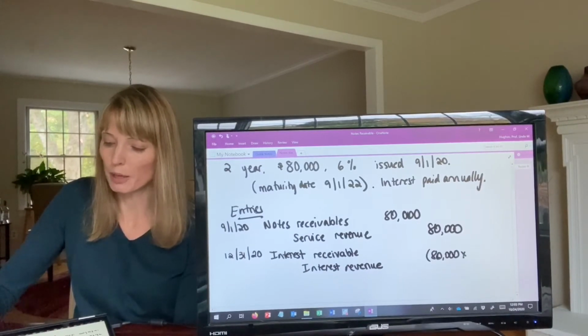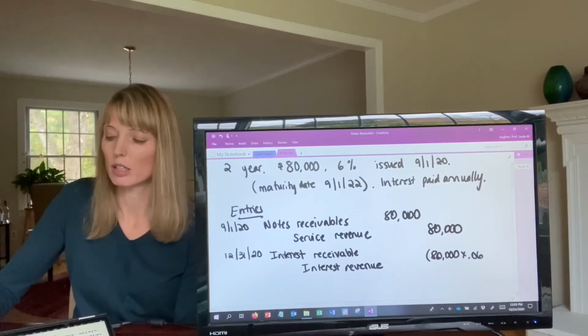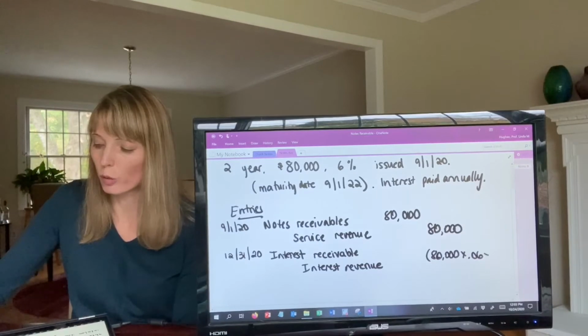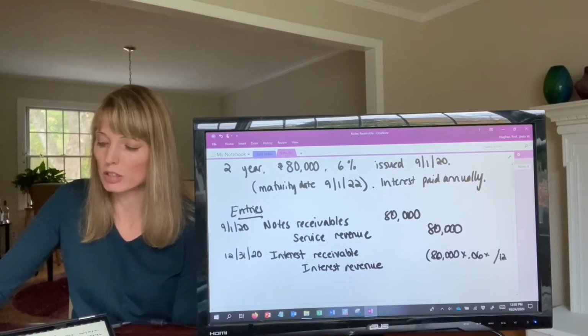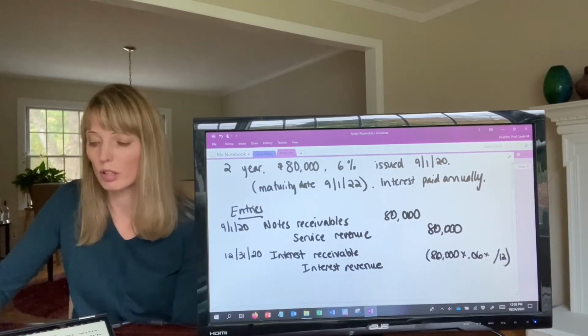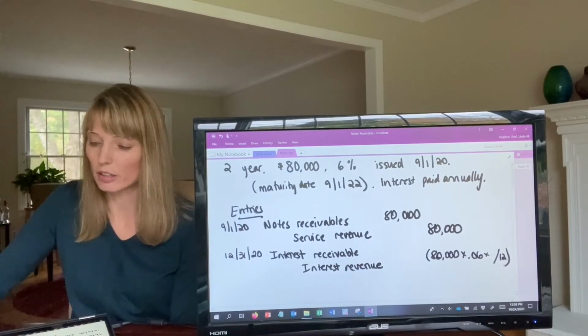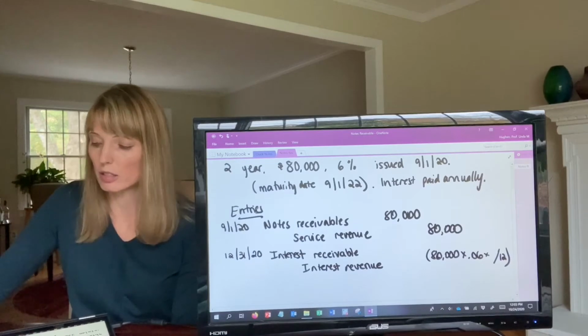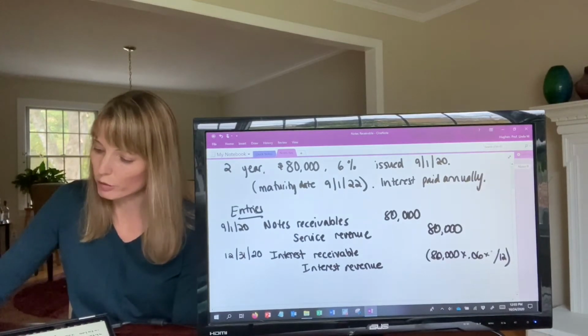We multiply it by the interest rate of 6%, and that would be for the entire year. We allocate this for the months that have passed between the date that the note has been issued and the last day of the year. So this note has been outstanding all of September, October, November, and December. So 4 out of the 12 months.